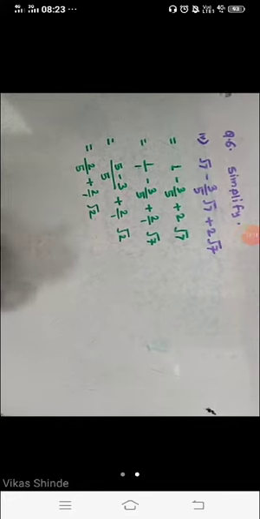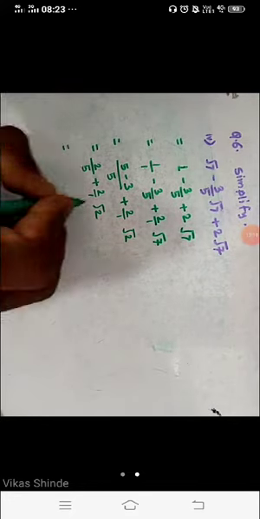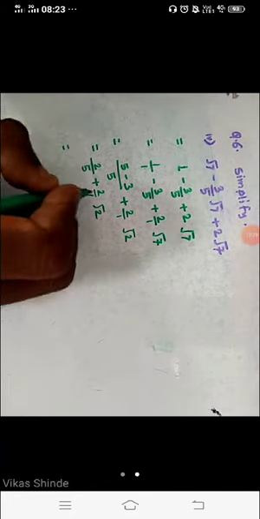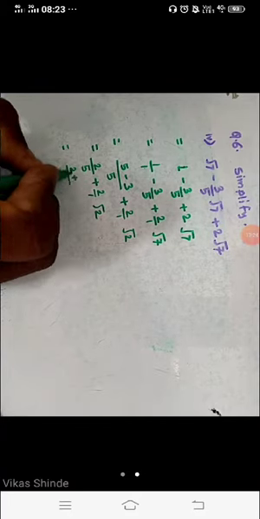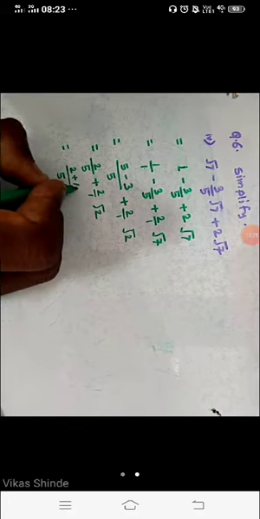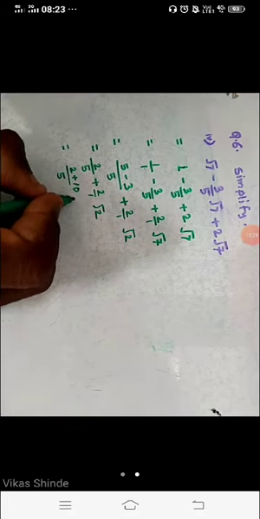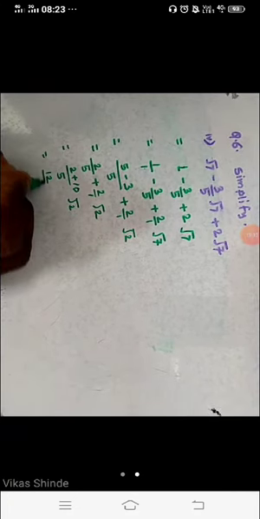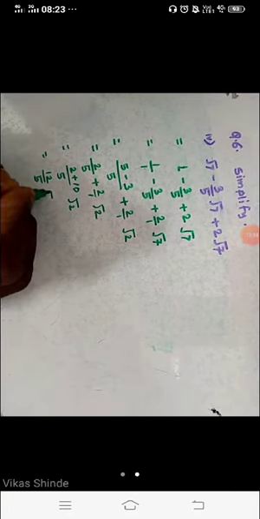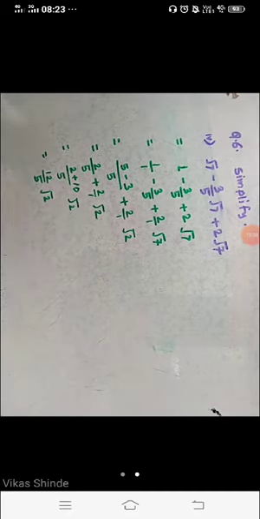Once again we have to simplify this, which means we have to add these fractions. 5 into 1, student, 5; 2 ones are 2, and 5 twos are 10 under root of 7. Right now 2 plus 10 is equal to 12, 12 upon 5 under root of 7 is your final answer.